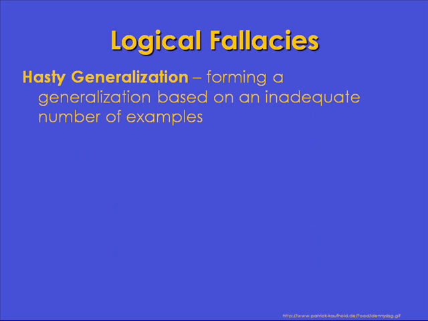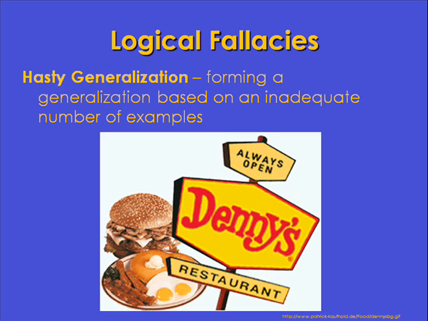The first one is called hasty generalization, which is forming a conclusion based on an inadequate number of examples. An example would be, the food at Denny's makes me sick, and it makes my brother sick too, so eating at Denny's must always make people sick. While it might be true that everyone gets sick every time they eat at a Denny's, the experiences of two people are not enough to conclusively prove that that statement is true.